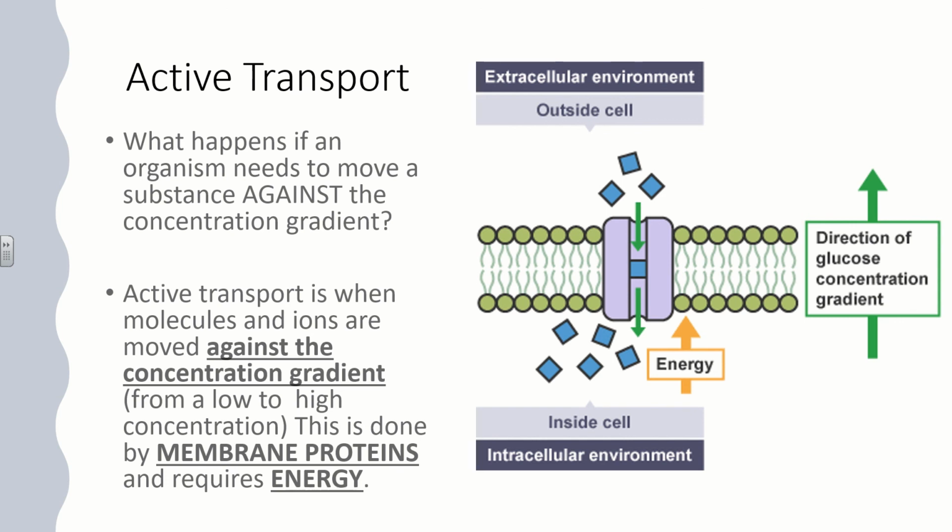So one example of active transport is the uptake of ions by root hair cells in plants. And ions are found in a lower concentration in the soil water compared to the root hair cells. Plants must therefore use active transport to move those useful ions from a lower concentration in the soil water to a higher concentration in the root hair cells.